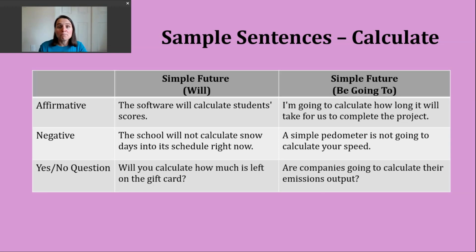Another time we might use will to make a simple future is if we're making a quick decision. So this isn't something we've thought a lot about before we begin speaking or before we begin writing. The opposite of that is if we have given a lot of thought to something, so we're making some plans for the future, then it's more common for people to use be going to.